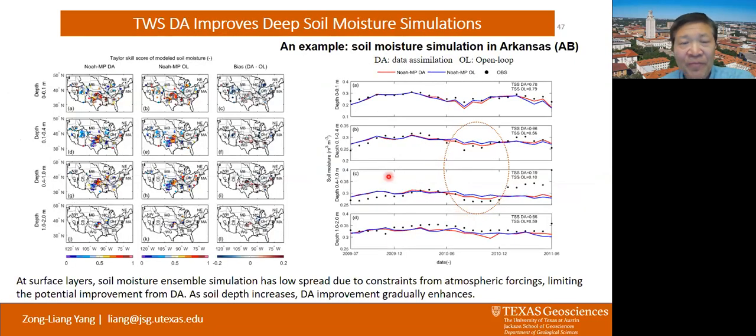And also assimilating GRACE into NoahMP improves the deep layer soil moisture. The surface top layer, like the top 10 centimeters, shows little improvement or even slight degradation. But the deep layer soil moisture shows improvements. You can see here over those times and over those regions.